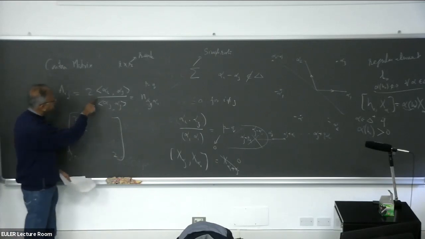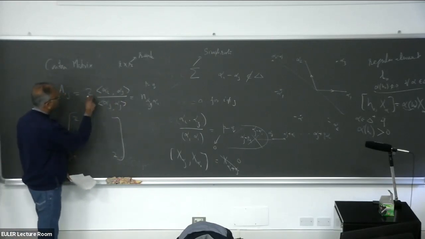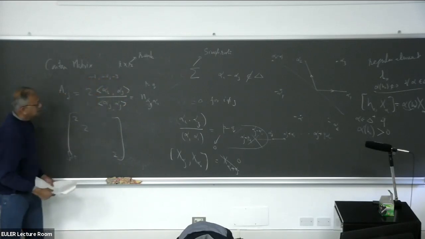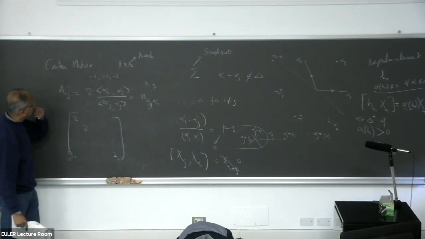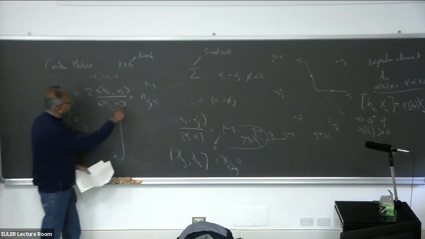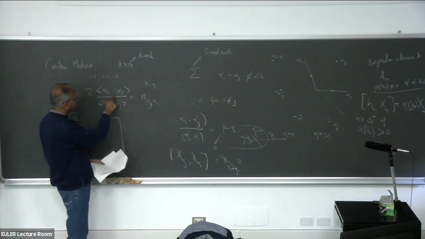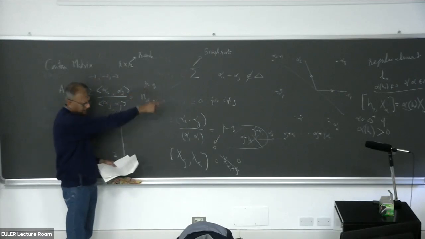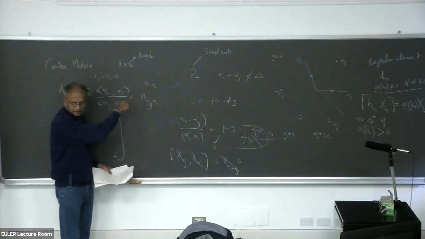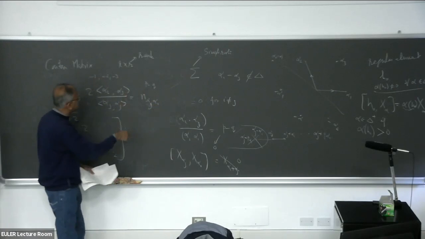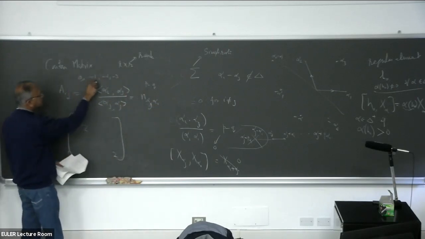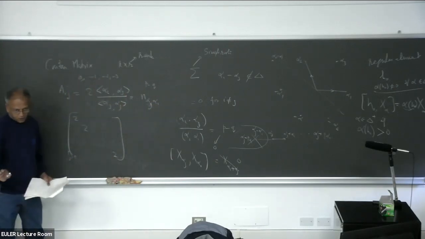And the off-diagonal terms, we know these numbers can only be -1, -2, or -3. Why minus? Because this is p minus q, and we know that since these are simple roots, p is always 0. That's what we discussed before already. So this is going to be some non-negative integers, or 0. 0, -1, -2, or -3. These are the only possibilities.